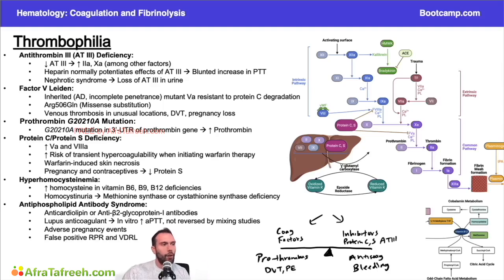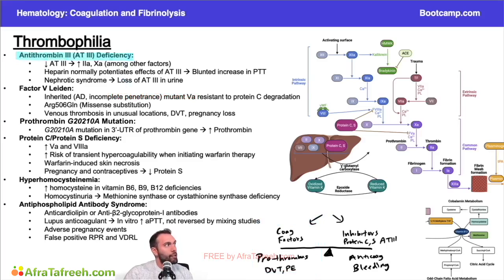Okay, so again, this is all in a delicate balance. In this video, we're mostly talking about what happens when we tip too far this way. All right, so let's go through that a little bit. The first thing on here is going to be antithrombin 3 deficiency.